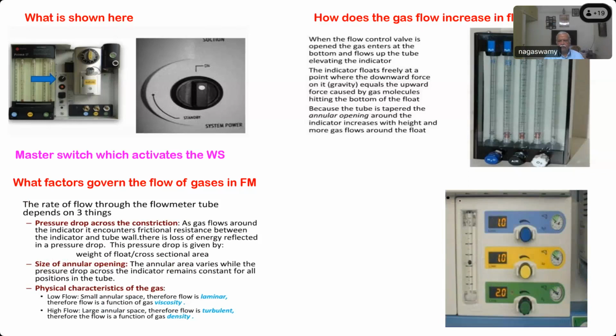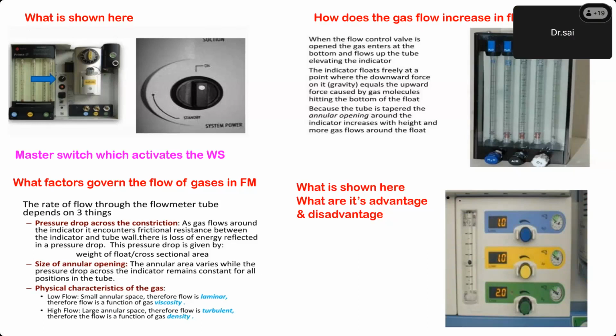What is shown here, and what are its advantages and disadvantages? Scavenging? Not able to hear you properly. Scavenging, sir. You see a pressure gauge here, you get a knob with a symbol to increase and decrease. You see a number, there's a flow meter-like tube. How can you call it scavenging?